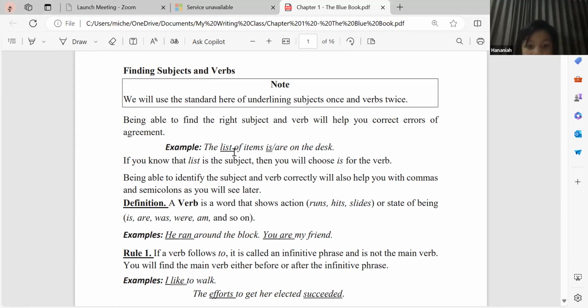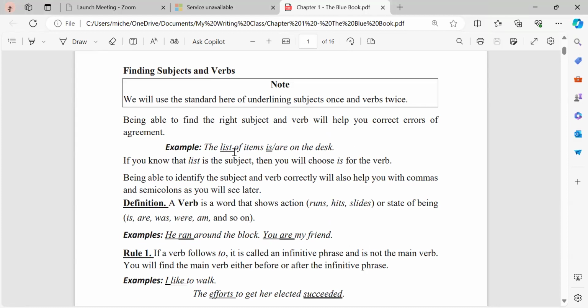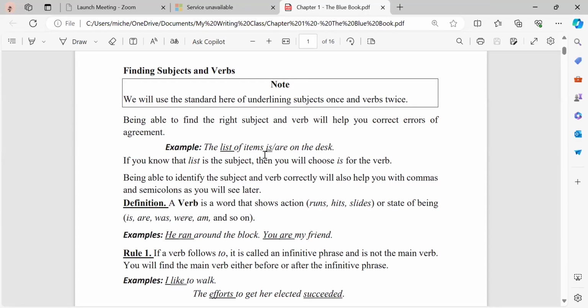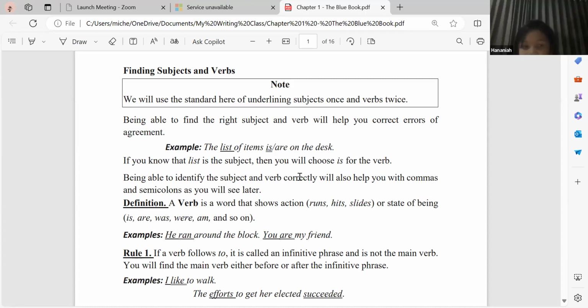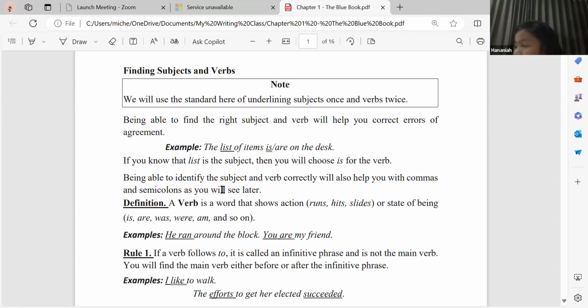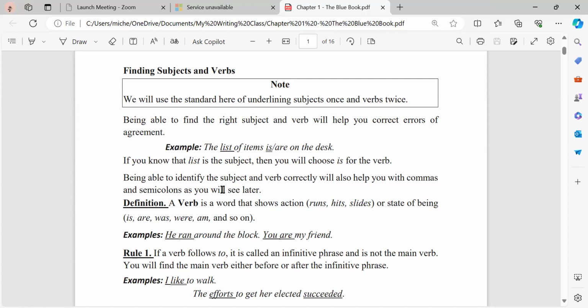Okay, so just another information: the first underline right here, for example, this is list. This is the subject of our sentence right here, and the one that has two underlines here, that will be the verb. We also need to know that the subject can be plural or singular. Singular means that's only one, and plural means more than one. So for example, here, the list of items. The list is the subject, and is the verb of this sentence right here.